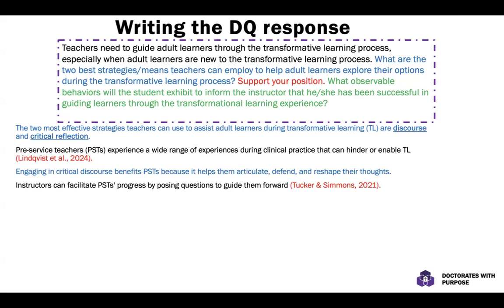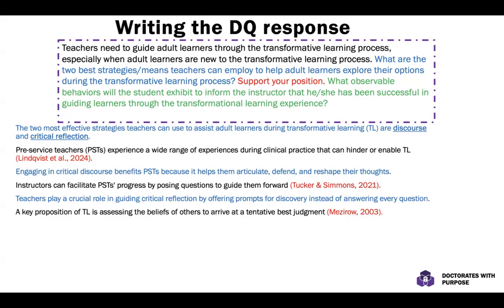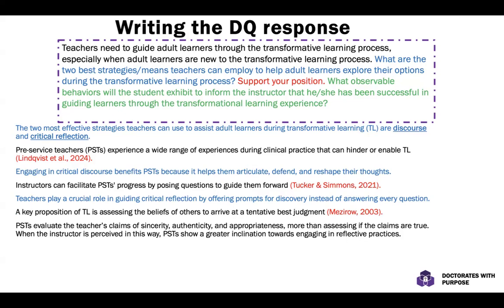Instructors can facilitate pre-service teachers' progress by posing questions to guide them forward. And you're starting to see in the red that we've got that supporting evidence. Teachers play a crucial role in guiding critical reflection by offering prompts for discovery instead of answering every question. A key proposition of transformative learning is assessing the beliefs of others to arrive at a tentative best judgment.